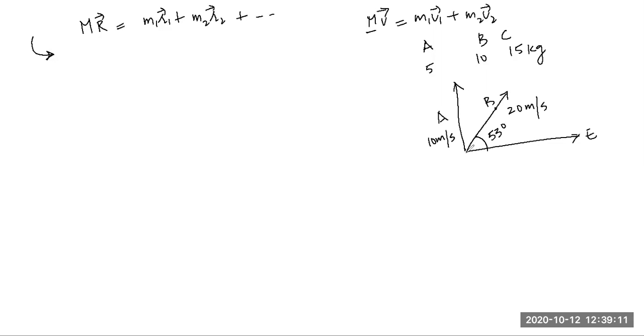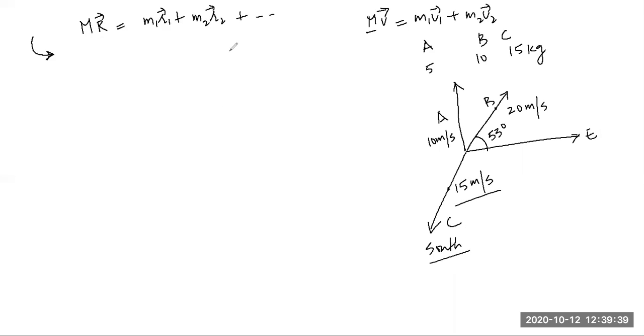Body C, obviously this is north, this is east, so this will be the south direction. Body C is projected towards the south direction from the top of the tower. So the south direction, and the velocity is 15 meters per second.